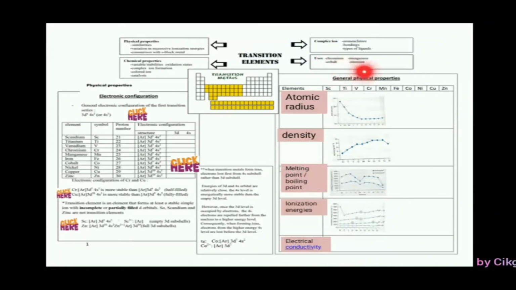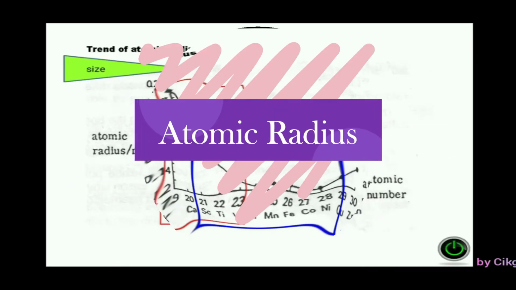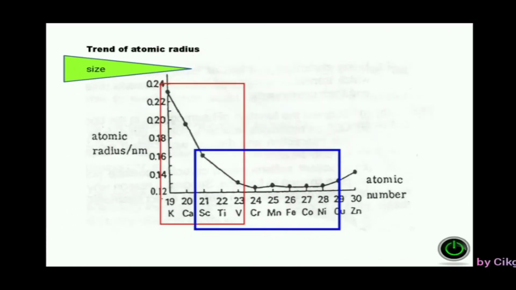Okay, now let's see the general physical properties of transition elements. In general properties, I will explain atomic radius, density, melting point and boiling point, ionization energy, and electrical conductivity. We take a look at the atomic radius first.